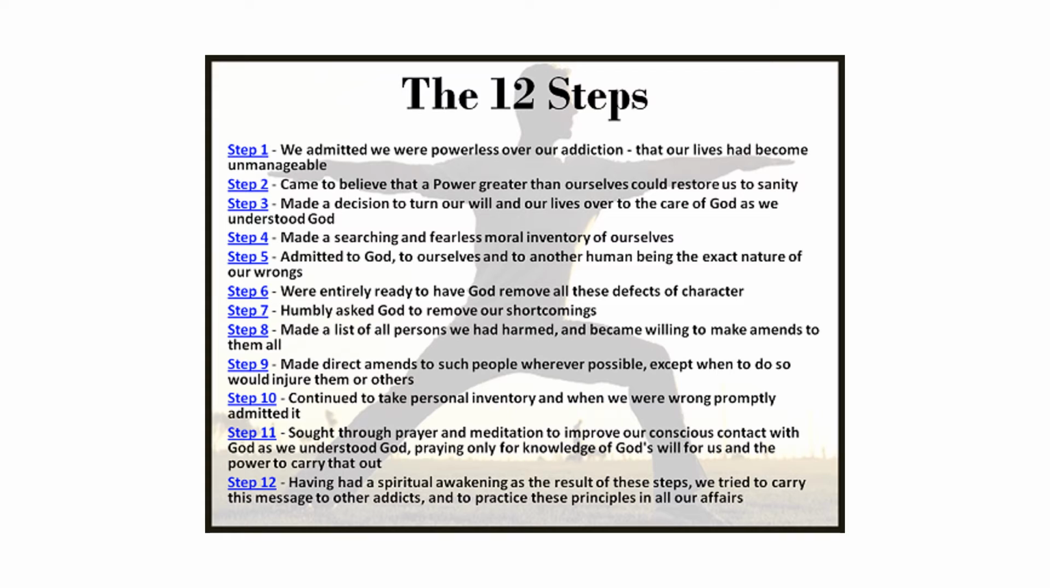Step 8, made a list of all persons we had harmed and became willing to make amends to them all. Step 9, made direct amends to such people wherever possible, except when to do so would injure them or others. Step 10, continued to take personal inventory, and when we were wrong, promptly admitted it.